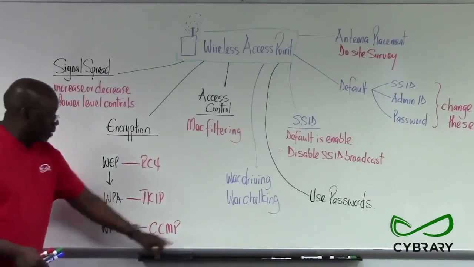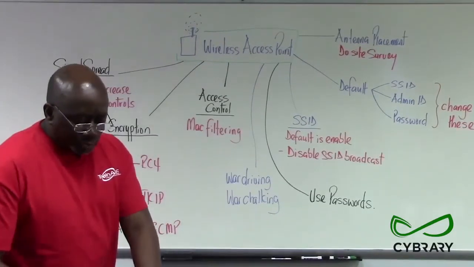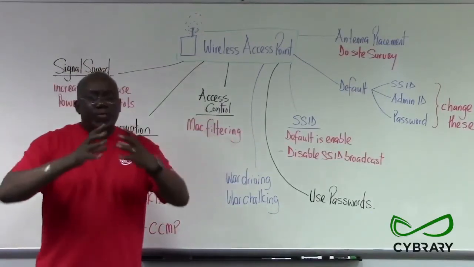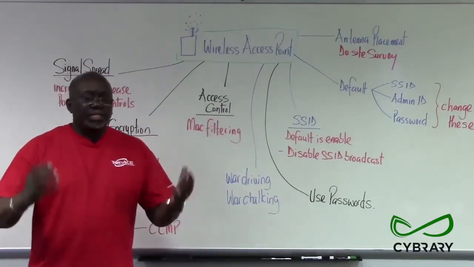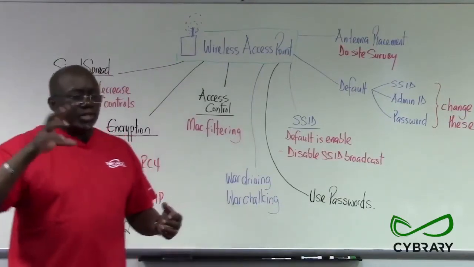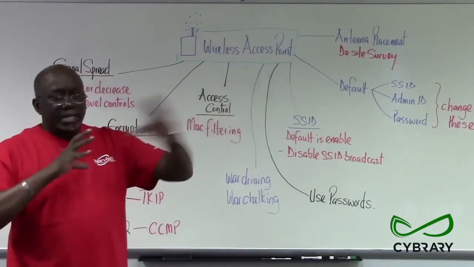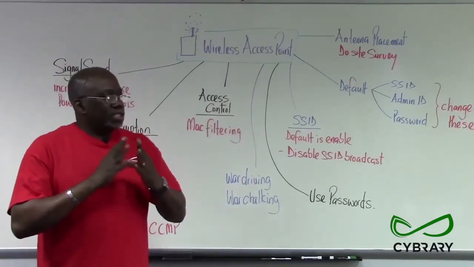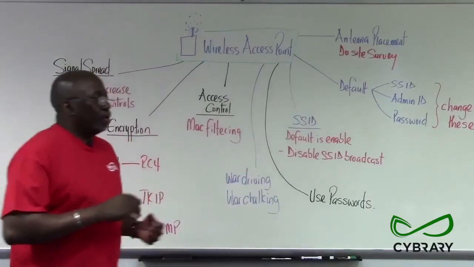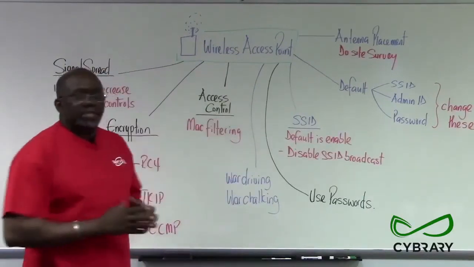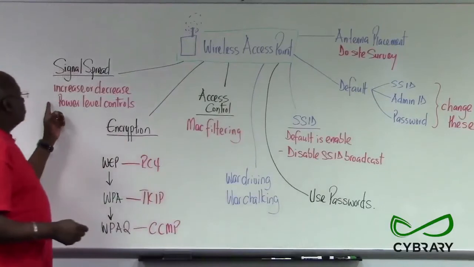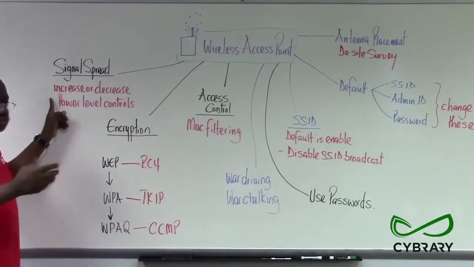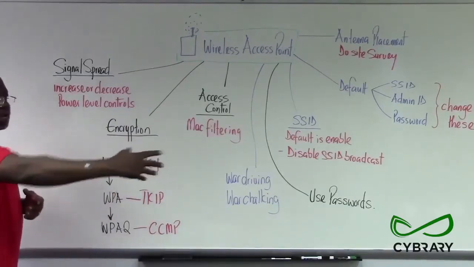WPA2 relies on CCMP. It is possible that sometimes you are trying to connect two devices or two buildings wirelessly. In this scenario, you are pushing the wireless signals from one building to another using antennas. Maybe the antenna is such that the signals do not get to the next antenna. What do you do to push the signals further? You could increase the power level controls. By increasing the power level controls, you can increase the spread of your signals.